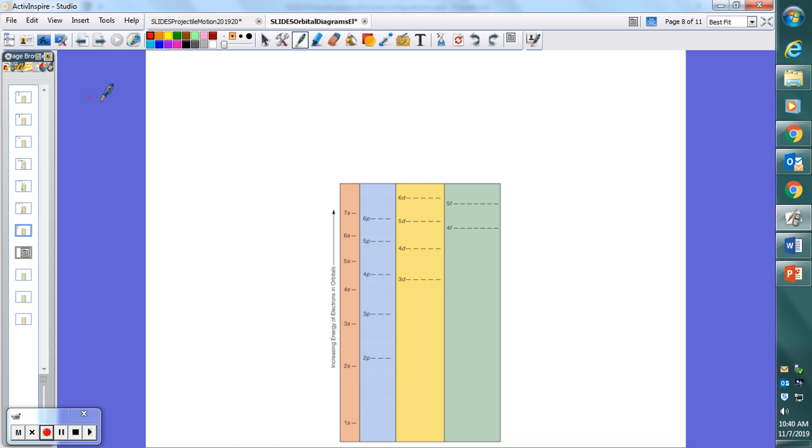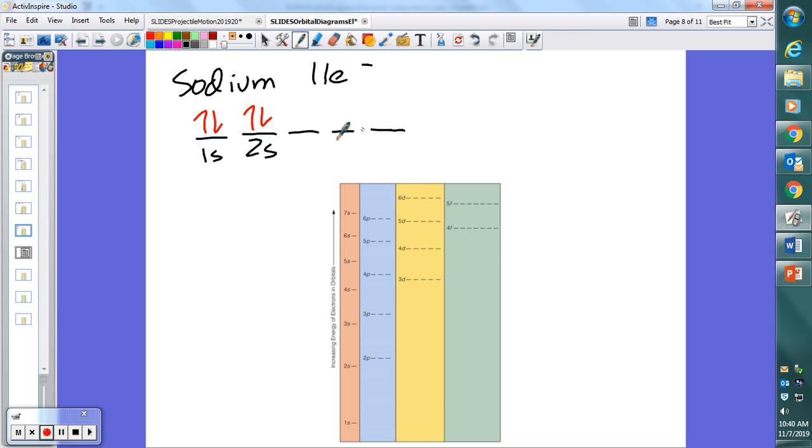So that means if we're doing sodium, 11 electrons, 1s, 2s, 2p, and then I'm going to go to the next lowest orbital on my chart. That's labeled as 3s, and then we go there. Okay? Good?